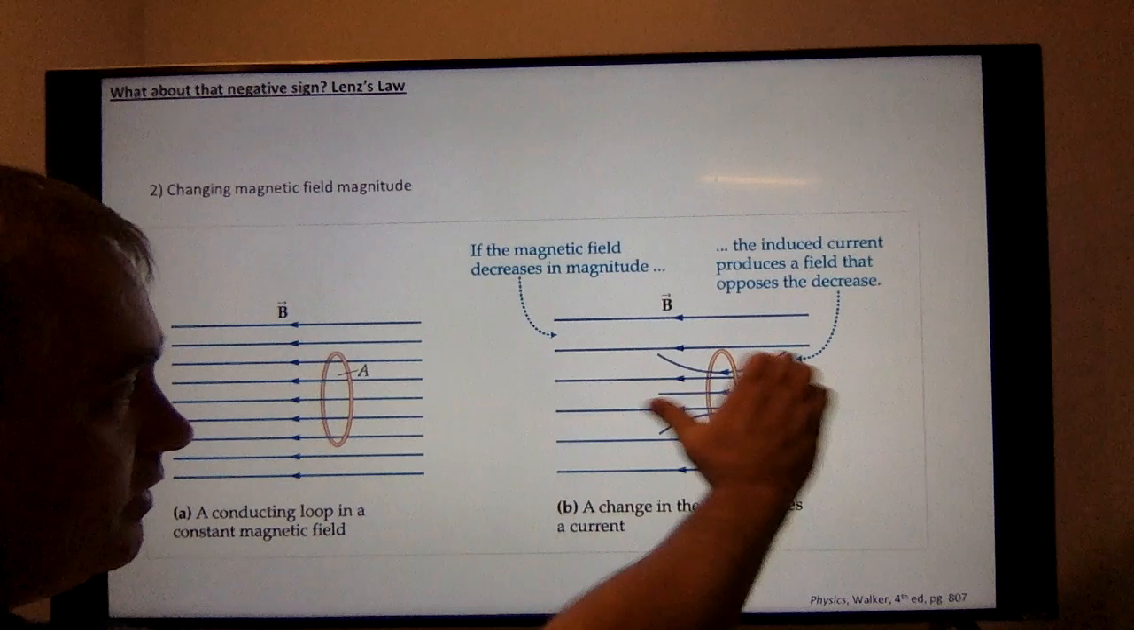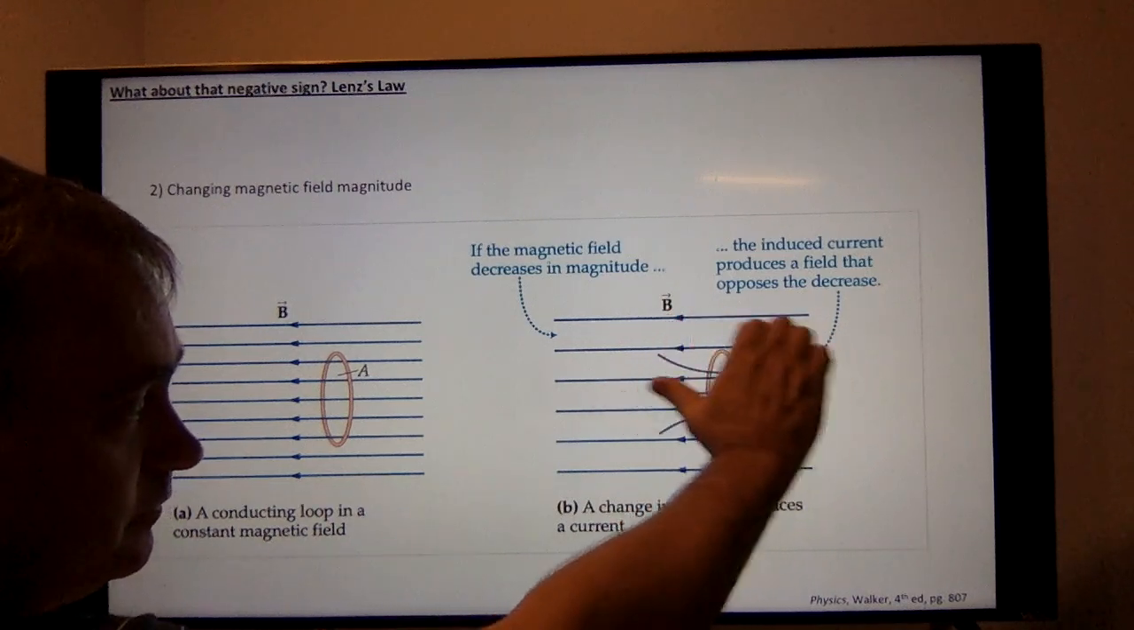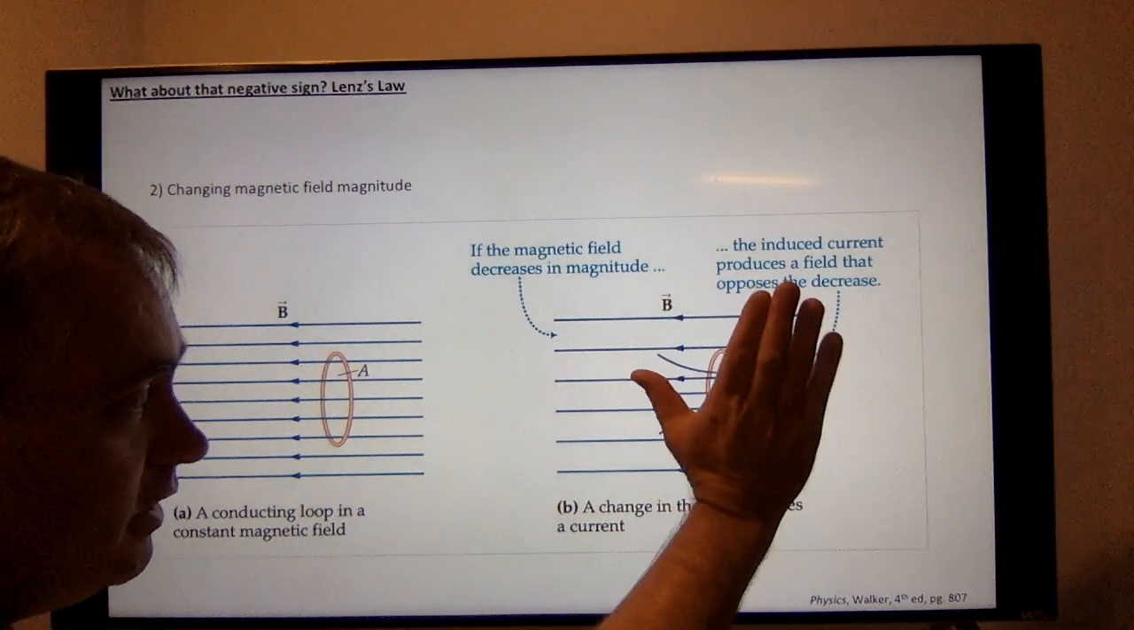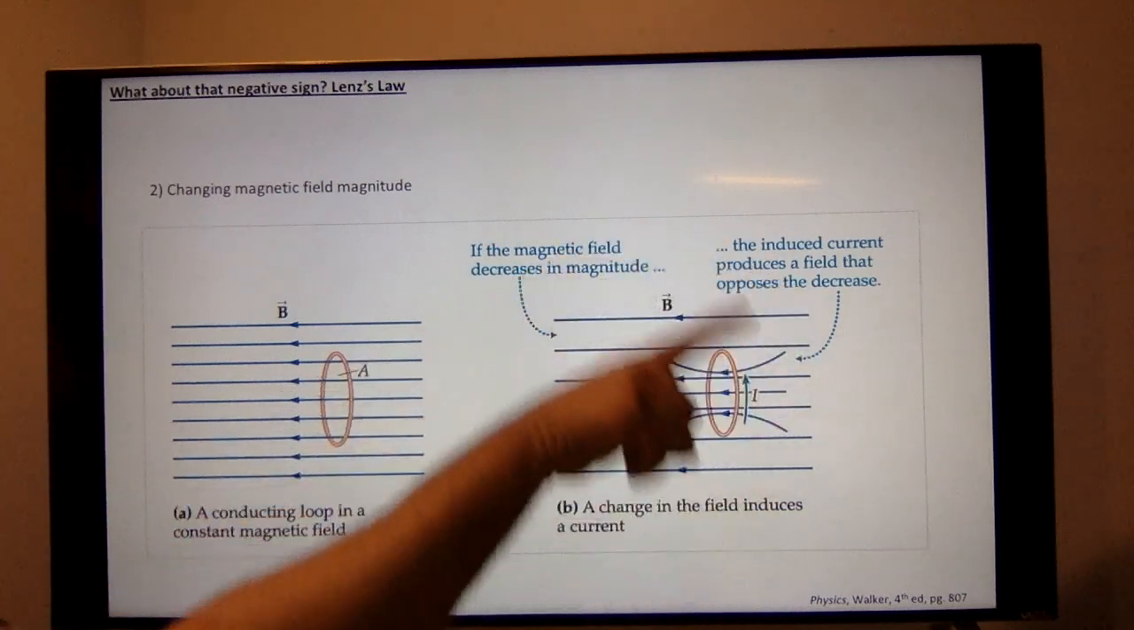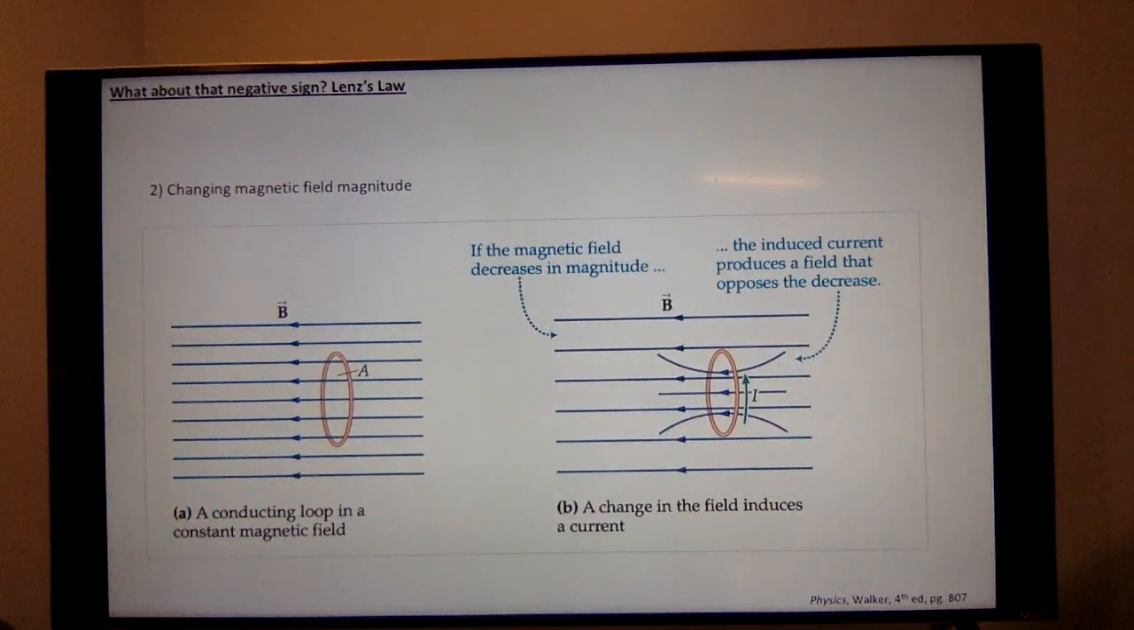So you can see that we get from the right-hand rule, B induced points this way, so the current goes around in that direction. So let's see, let's draw this in. This is B induced, and then going around that way is I induced.